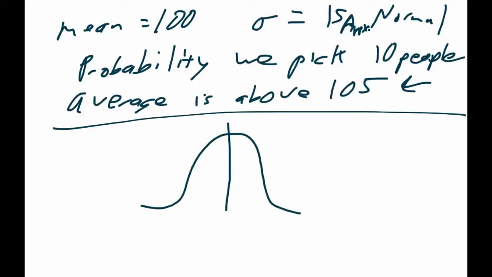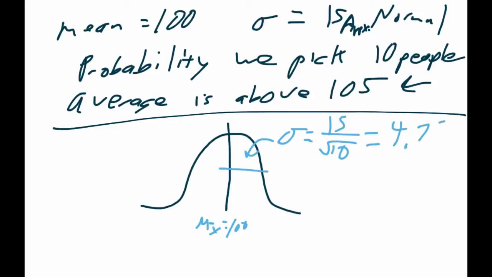So here's my normal curve. We predict that the average should be 100. The standard deviation should be 15 divided by the square root of 10, which turns out to be 4.74. So now I'm going to have x bar at 105, and I want to know the probability of getting in here.